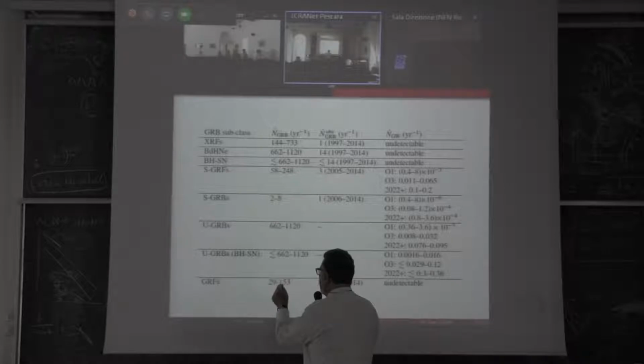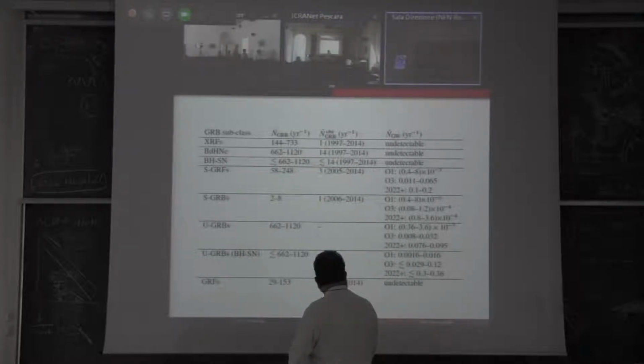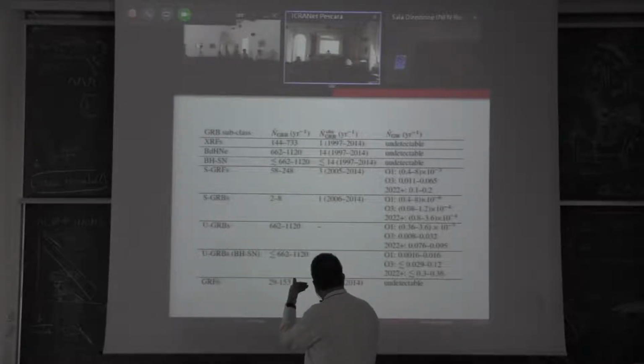Anyway, the gamma-ray flash, to make clear, is a white dwarf in presence of a neutron star. Starting from the bottom, and this, from the point of view of LIGO, this table gives you the updated LIGO.